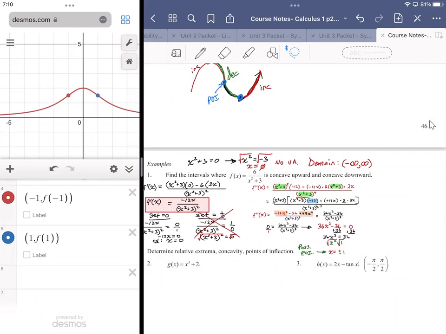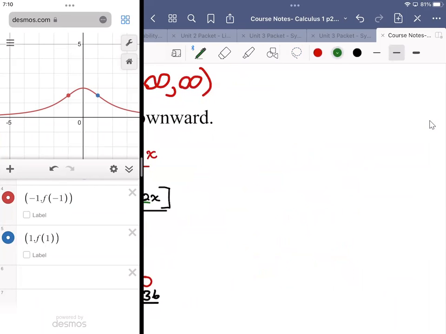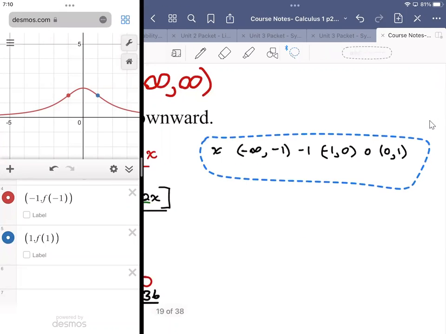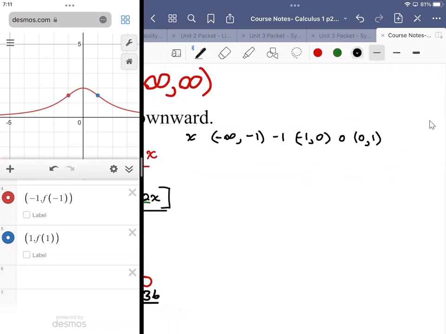All right, so I want to make a sign chart that incorporates the domain, critical values, and possible points of inflection. So I'm going from negative infinity to -1, -1 to 0, 0 to 1, and then 1 to infinity. With the world's tiniest sign chart.